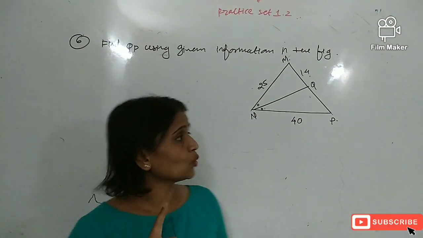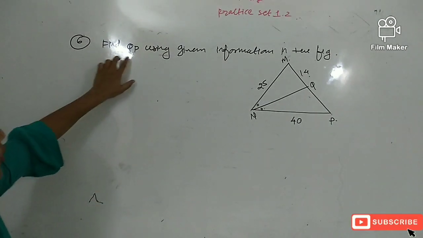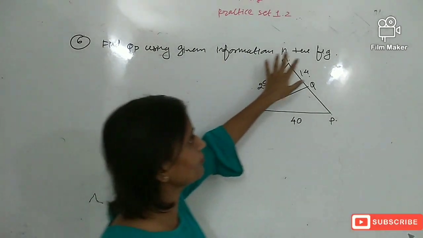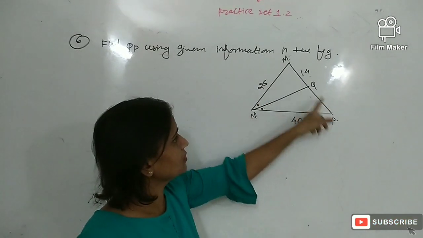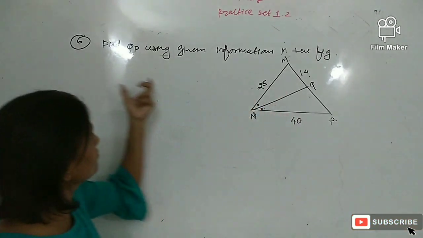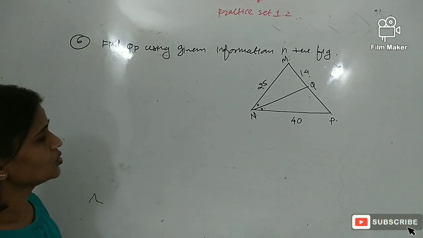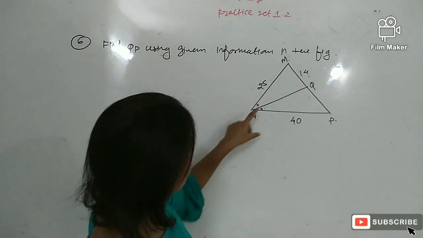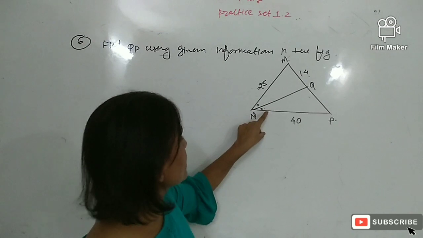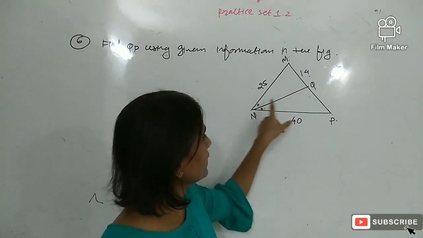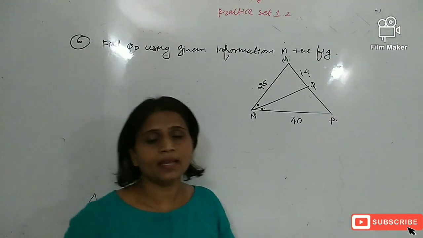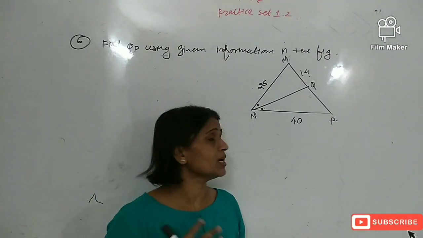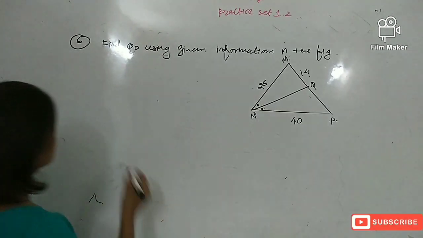So this one is the sixth question, and the question is: find QP using the given information in the figure. Whatever information they gave, it is given in the figure, not in word form. What information is given? This symbol denotes the angle bisector, meaning NQ is an angle bisector of angle MNP. And if an angle bisector is given, we have to go with the angle bisector theorem.